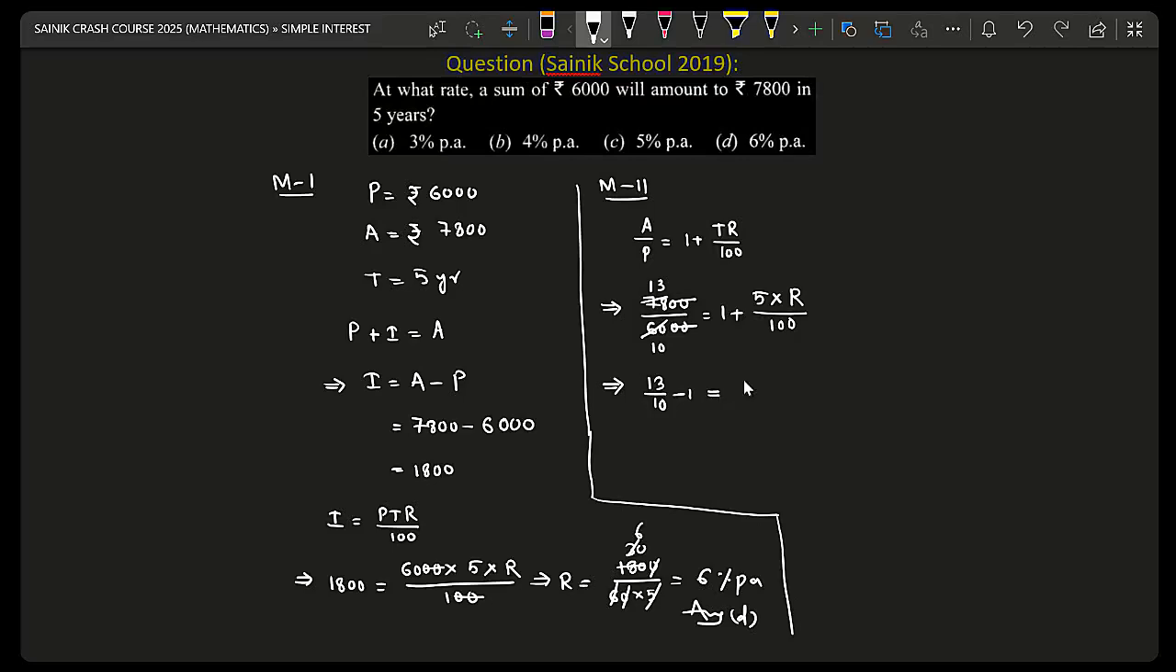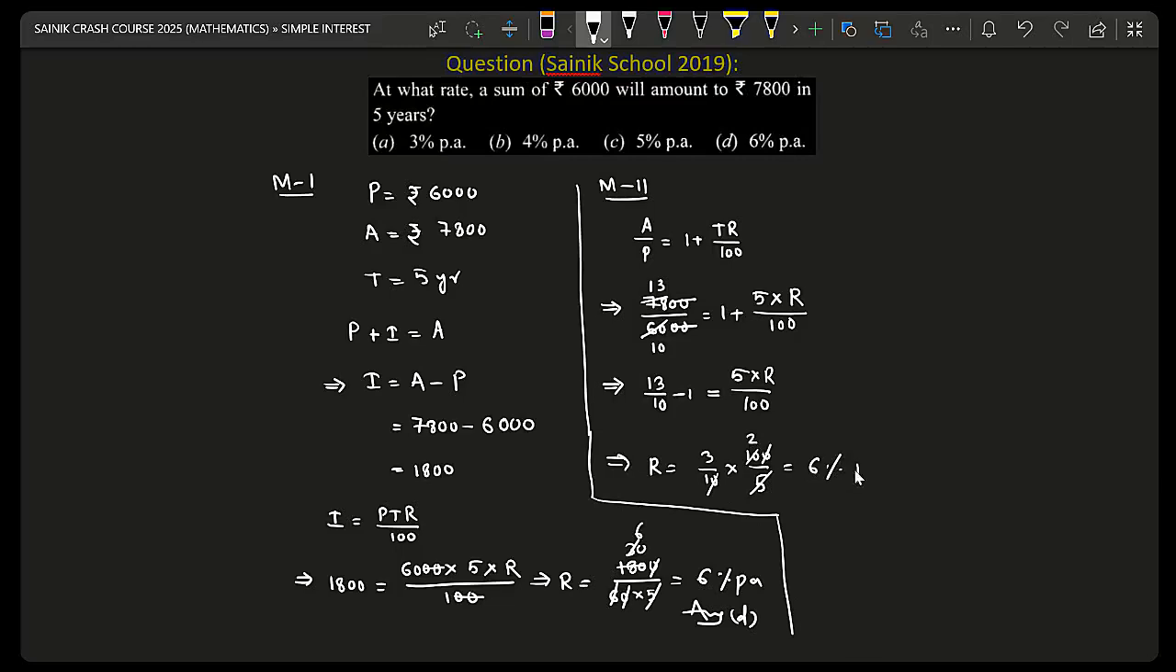So 3 by 10 is equal to 5 into R by 100. Now finally we are going to get the value of R. 5 by 100 you can transpose to the left side. They will change places. Numerator goes to denominator, denominator goes to numerator. Yes, very good. So 13 by 10 minus 1 you can write as 3 by 10 and reciprocate this 5 by 100. You will get 100 by 5. Sir, 10 and 100 cancel. Yes, then 5 and 2, 5 and 5. What is the answer? 6.